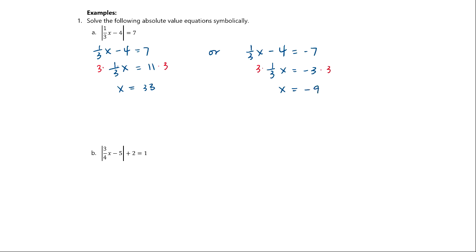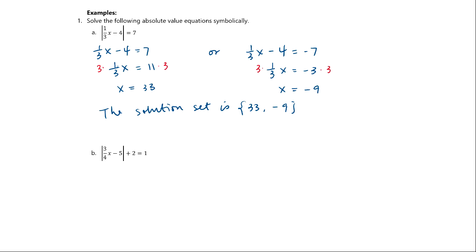So as a result, we can say that the solution for this equation is negative 9 or 33. And if we want to put things in set notation, we can say the solution set is 33, negative 9. We can just use a list to represent the solution. And just like when we solved equations before, feel free to plug the results into the original equation to check your solution as well along the process.